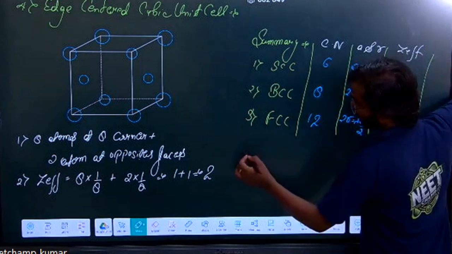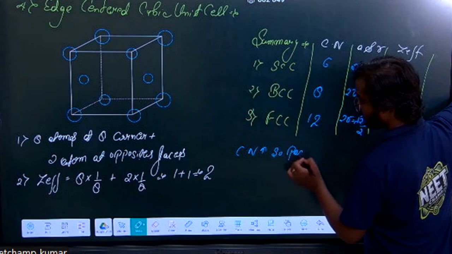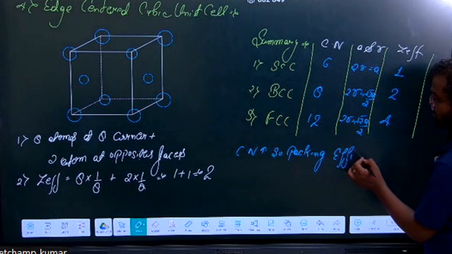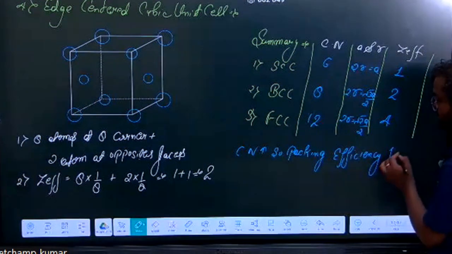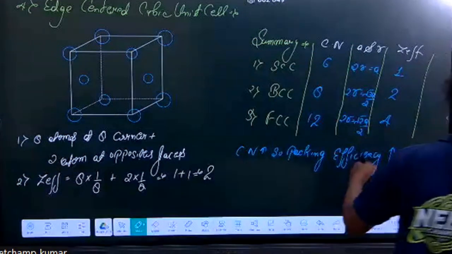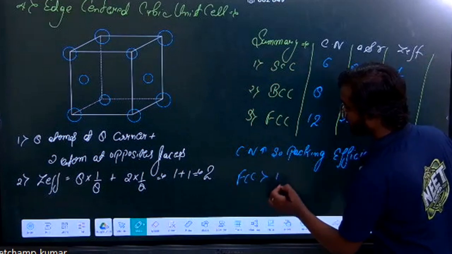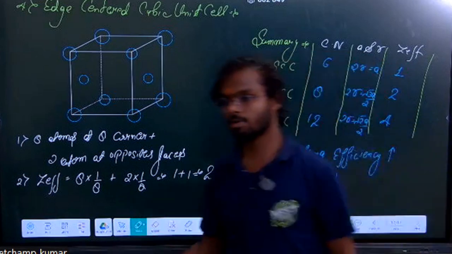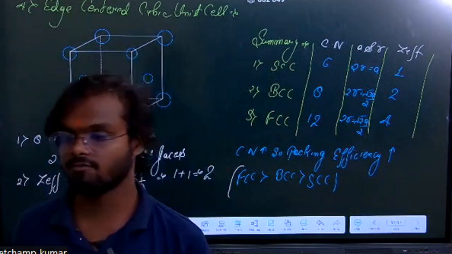So remember that as you increase the coordination number, packing efficiency increases. More coordination number, more packing efficiency. So we can say FCC has a higher packing efficiency than BCC and then SCC. Generally, whatever ionic compounds you have seen, all the ionic compounds will have an FCC structure. NaCl has an FCC structure.